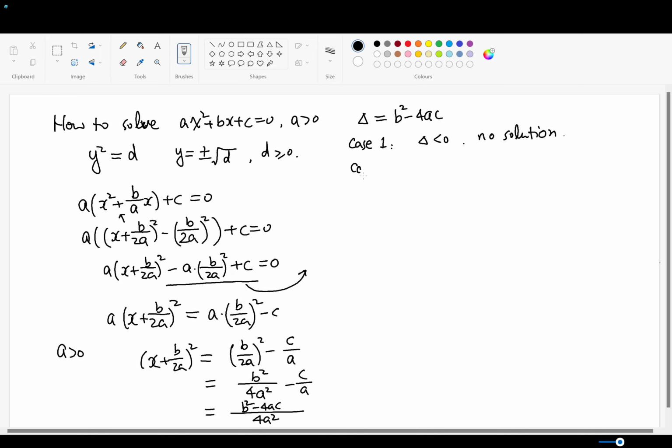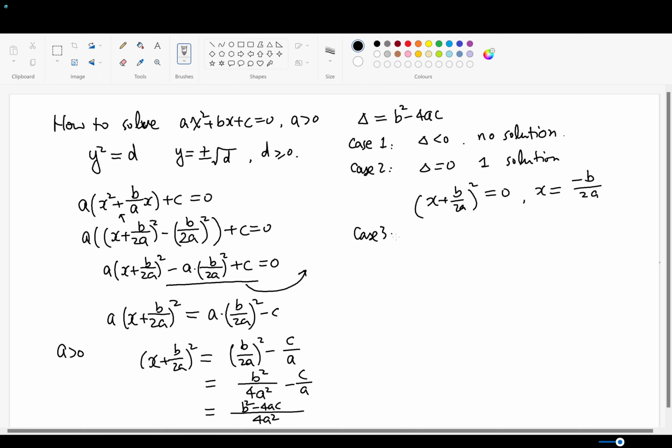So case 2, delta is equal to 0. We have one solution, or you can say we have two identical solutions. So we get x plus b over 2a squared equal to 0. So we get x is equal to minus b over 2a. So that's the only solution.